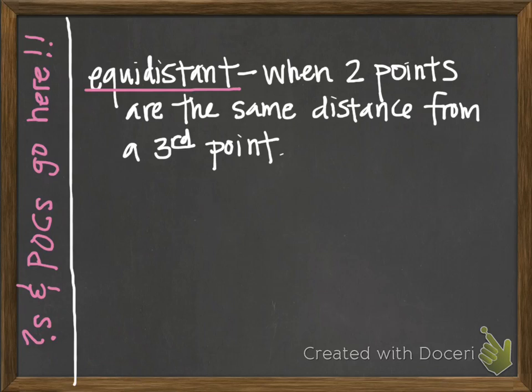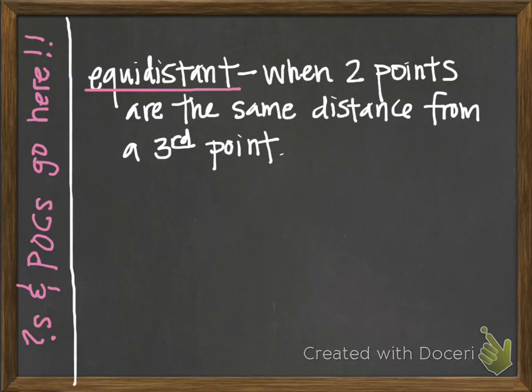So first we need to understand what the word equidistant means. It means just what it sounds like. Equa means equal. Distance is how far it is from one place to another or one point to another. So equidistant means when 2 points are the same distance from a third point.